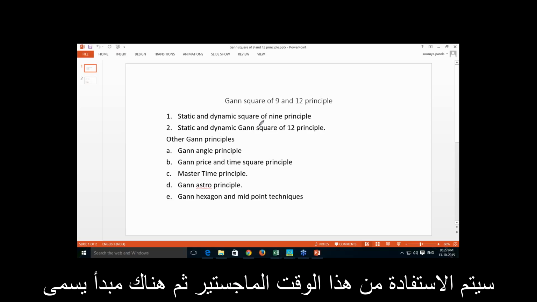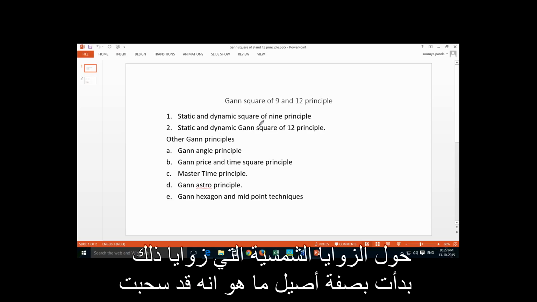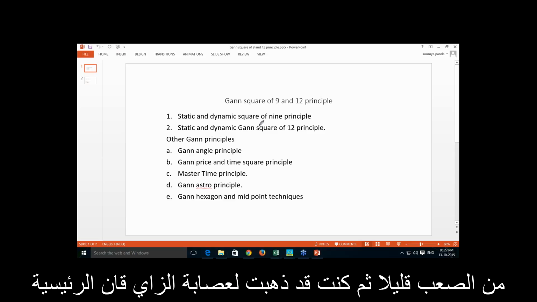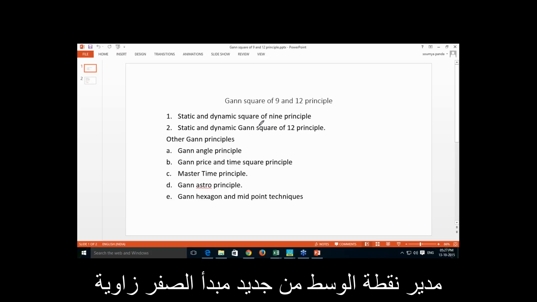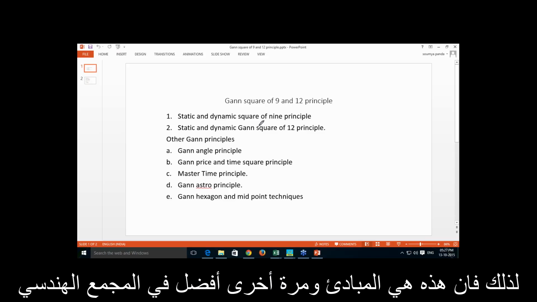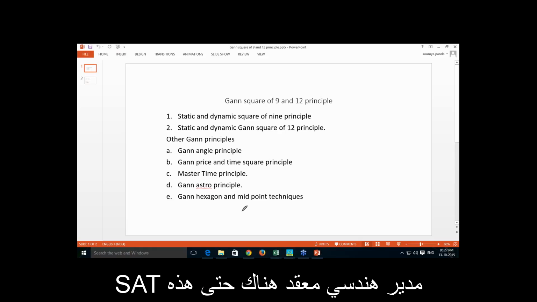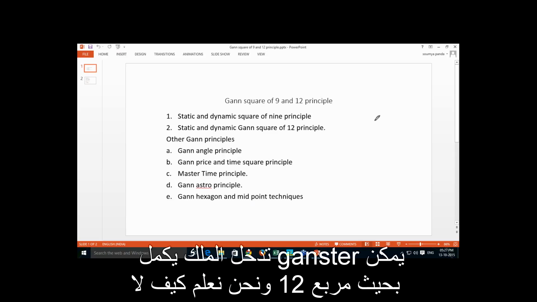Then there is a principle called Gann Astro principle, where he has told about the solar angles, lunar angles. So based on those principles also you are able to do some forecast. It is a little difficult. Then you have the Gann hexagon principle, midpoint principle, Gann zero angle principle. These principles are again based on complex geometrical objects like hexagons, pyramids, triangles. So complex geometrical principles are there. So this entire thing completes your Gann study.